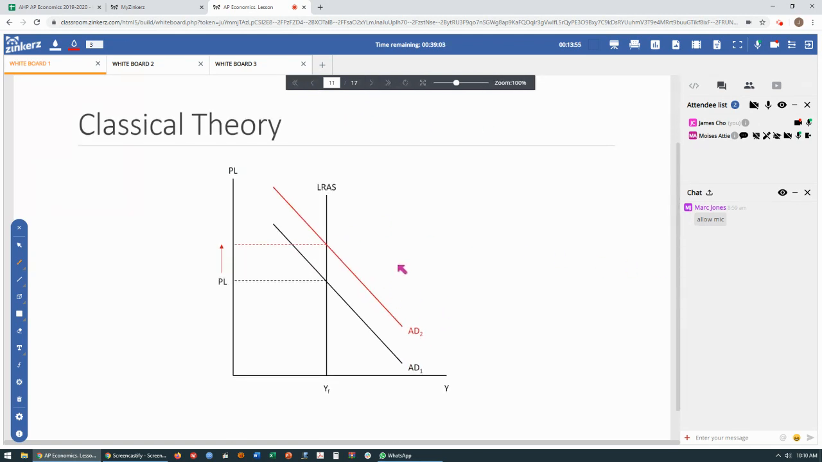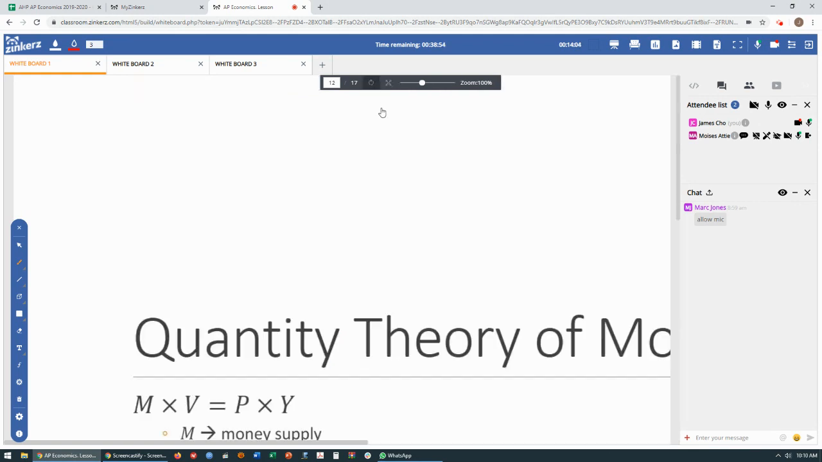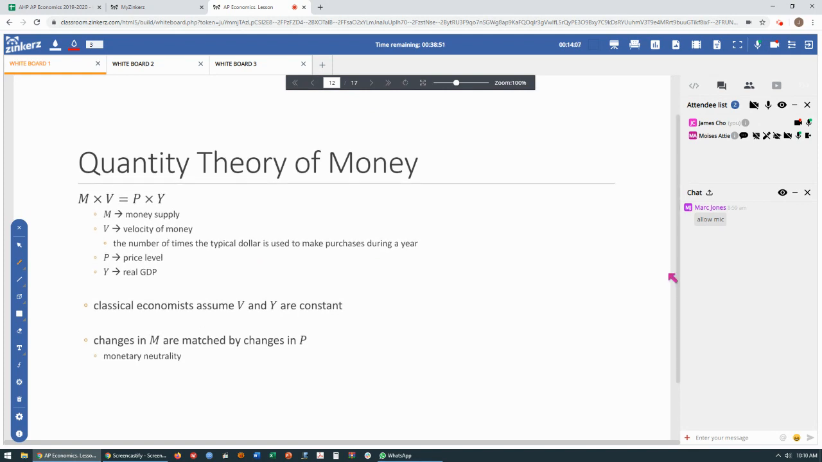Because no matter where we are in the short run, in the long run, if we just leave it alone long enough, then we'll go to our YF. They believe in the quantity theory of money, where M times V is equal to P times Y. Their assumption is that V and Y are very nearly constant. So real GDP is constant, not influenced by the money supply. They also believe that the velocity of money is relatively constant, that year after year the same dollar bill is used roughly the same number of times.